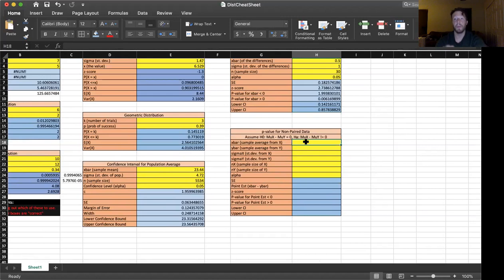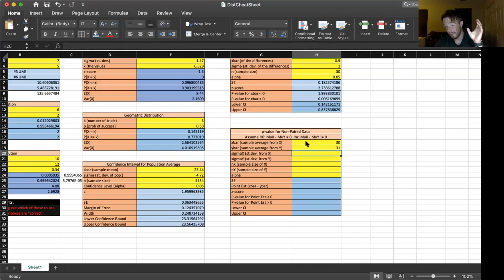Next, we have the case where we have two data sets that don't have a natural correspondence with one another. So we have an average from one data set, an average from another data set, and we want to talk about the difference of these two averages. So we have a little bit more inputs. Maybe the first average was 30, the second one was 31. So this is the average from the X data set and the average from the Y data set.